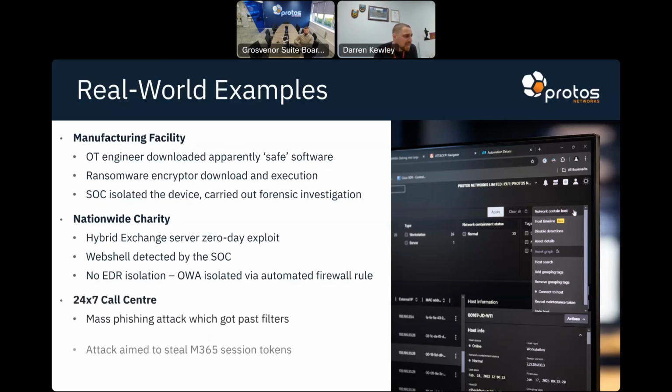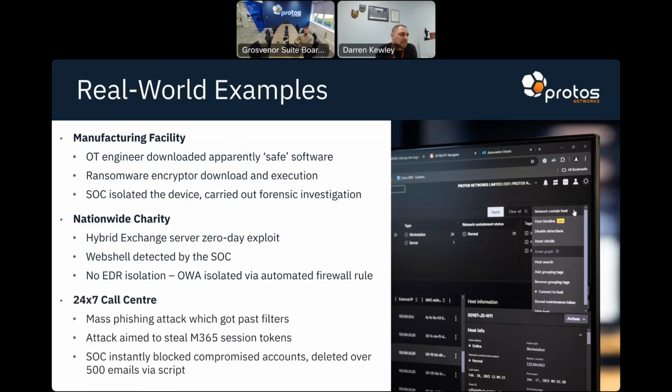Now, the next one is a 24/7 call handling organization and call center. And this is quite a recent one. So, a mass phishing attack. It got past their email filters. I won't say which email filter they were using, but these old traditional email gateways are letting a lot through now. So it got through and it landed in hundreds of mailboxes.